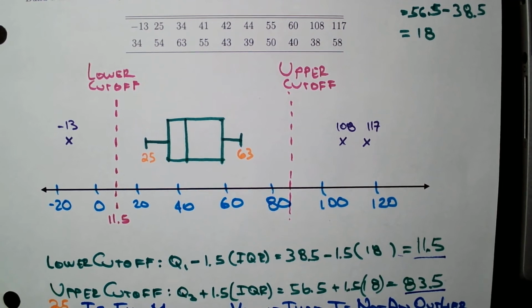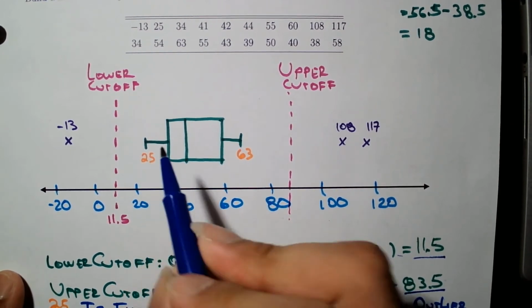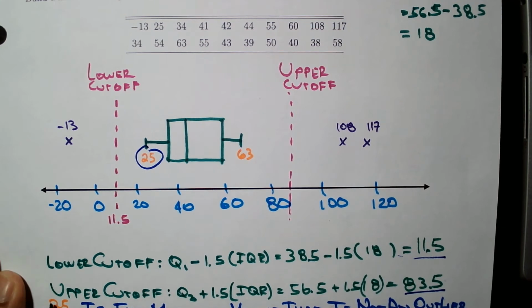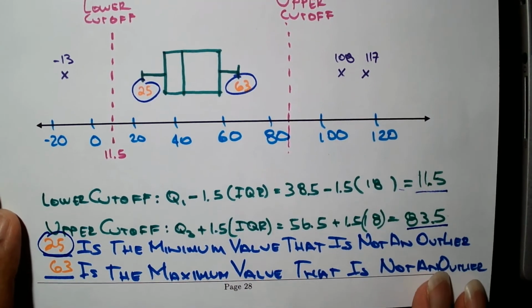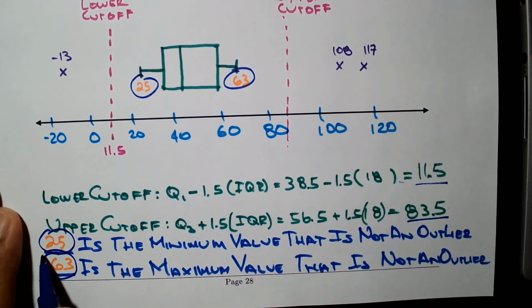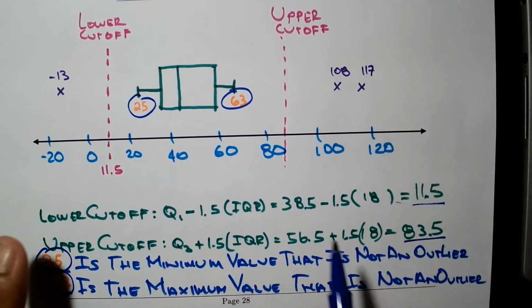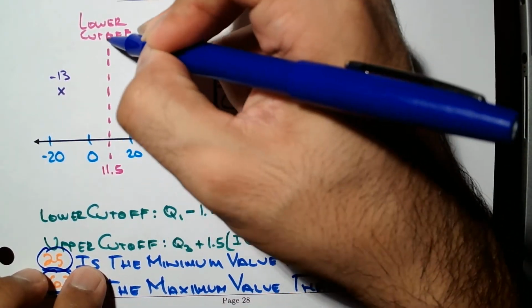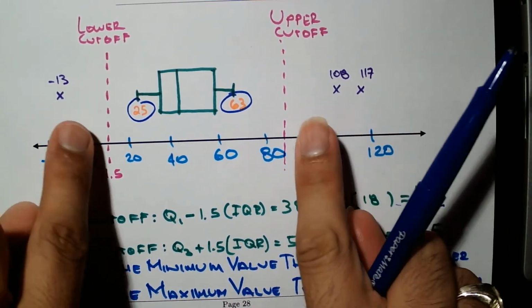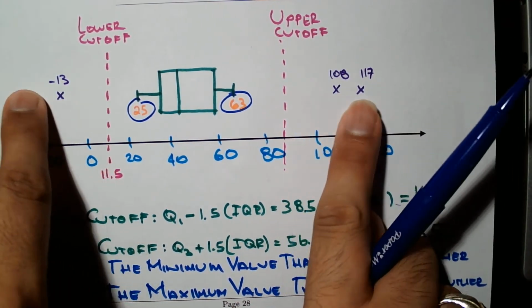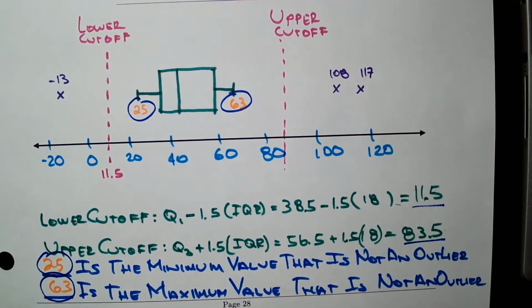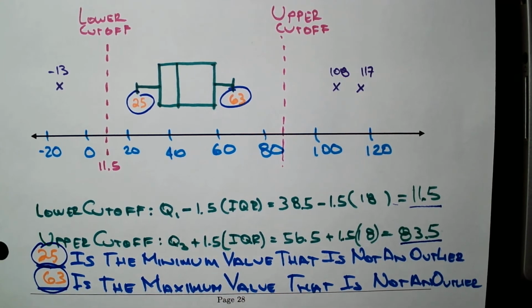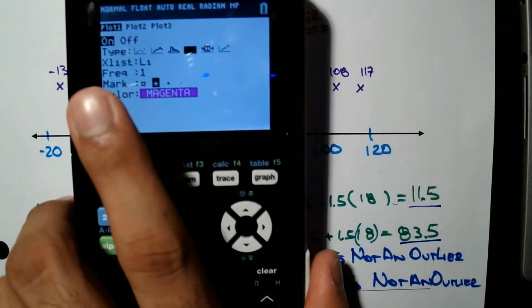This 25 is the minimum value that is not an outlier, and 63 is the maximum value in the dataset that is not an outlier, because here we have this lower cutoff and upper cutoff. So everything past these vertical lines are going to be unusual values, aka outliers, which is what we're going to have in our graphing calculator.